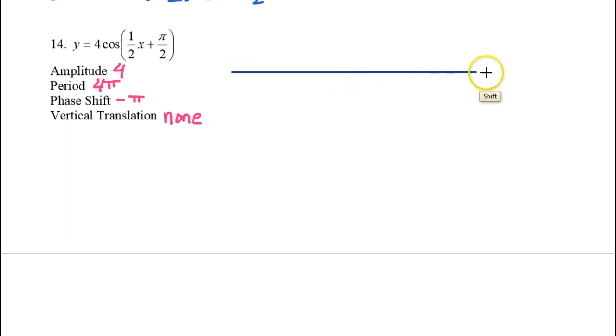So here's my x-axis. Now, our very first mark on the x-axis should be the phase shift. So I'm going to put a mark right here and call it -π. Then you want to put 4 additional marks like this. 1, 2, 3, 4.